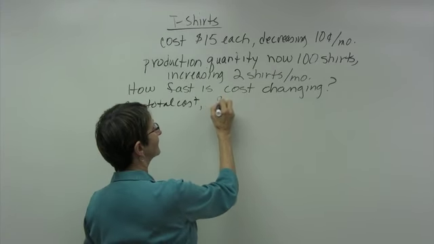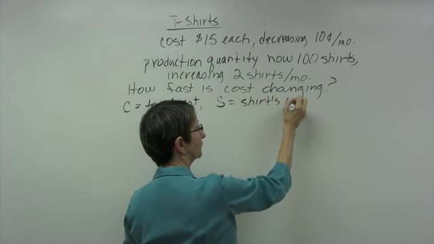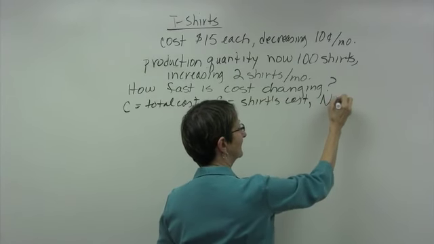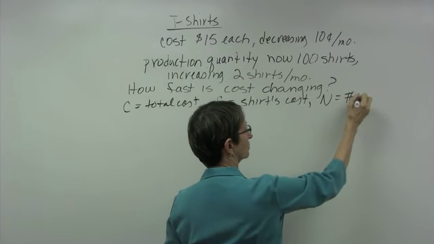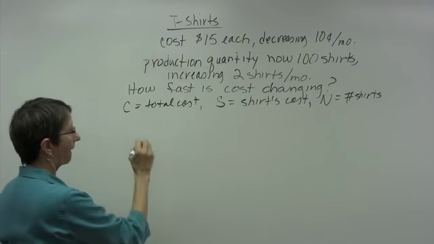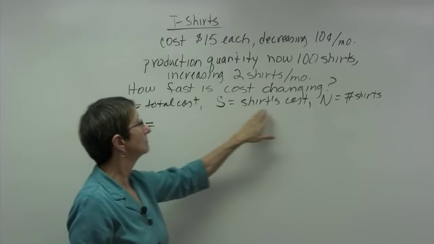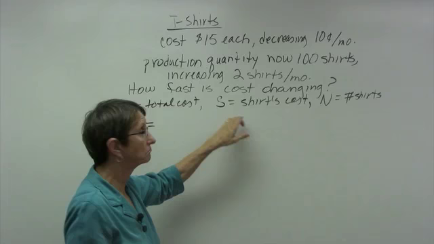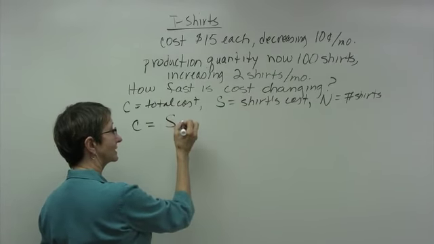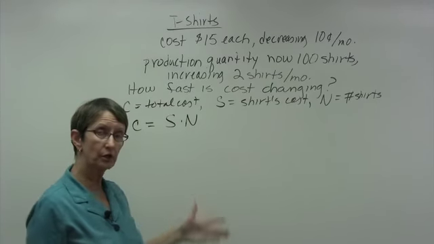Let S equal the shirt's cost, and that's for one shirt. And then we'll let N equal the number of shirts. Total cost is the cost for one shirt times the number of shirts. Cost for one shirt S times the number of shirts. Now, this is our function.